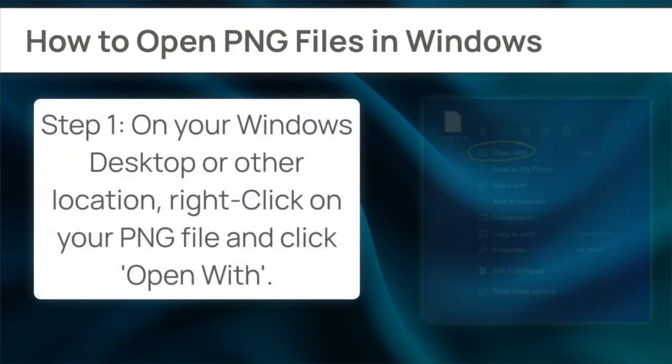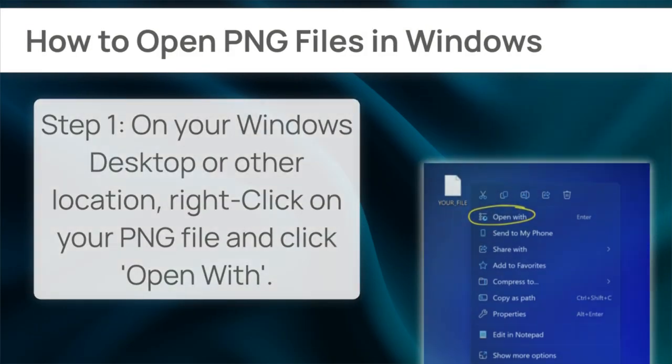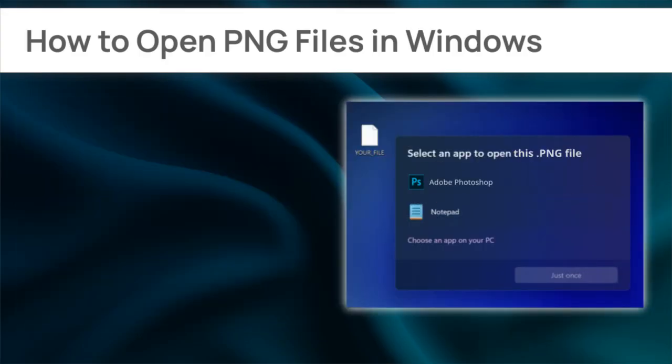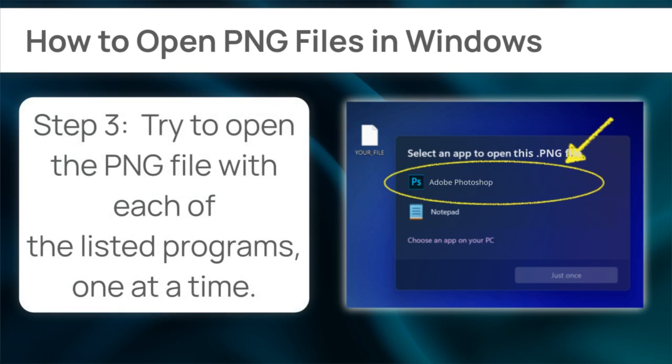Your first step in unlocking the file: right-click the PNG file and select Open With. Prioritize Adobe Photoshop if you see it. If not, select another program. A systematic approach is best here.